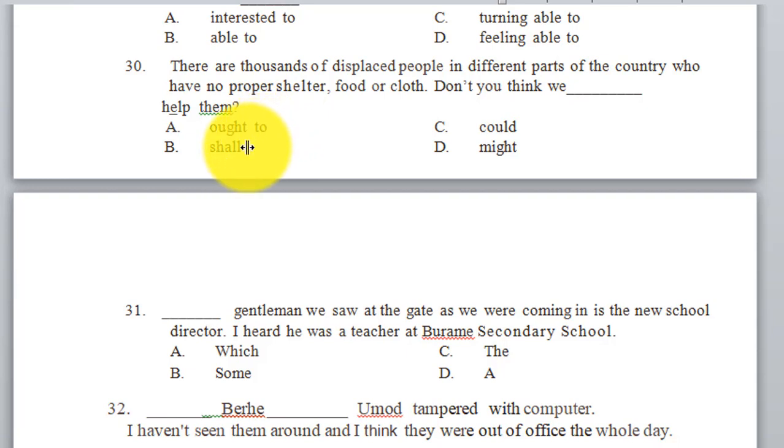We shall help them, we could help them, we might help them. The modal verb ought to is an important modal verb which basically is used for giving advice and suggestions. And in "don't you think", I think plus ought to and should is a right structure. So the answer should be ought to. Ought to here.